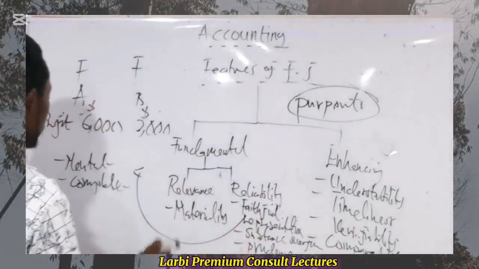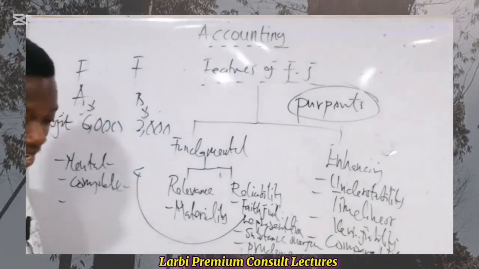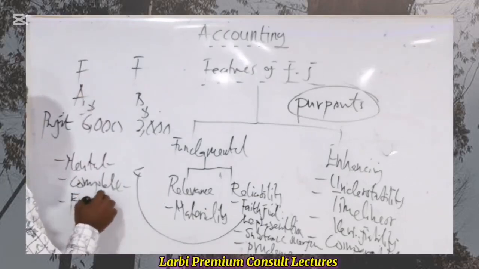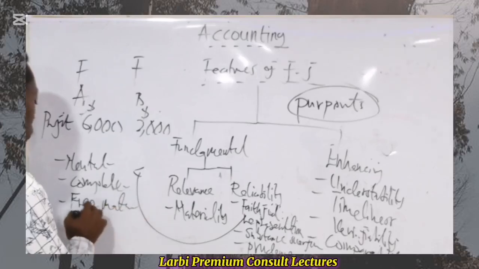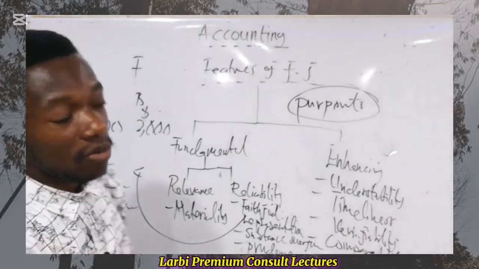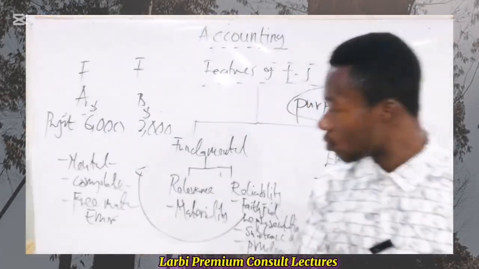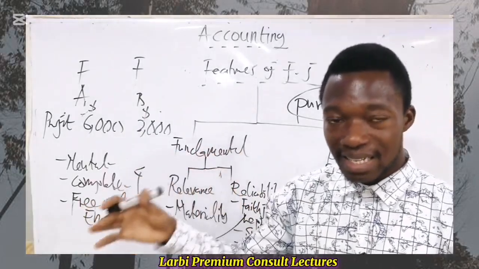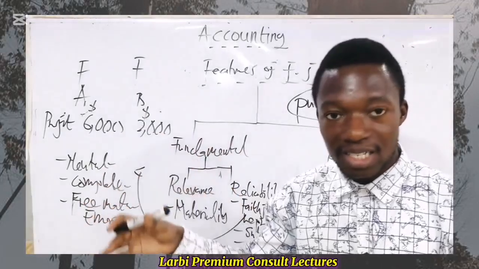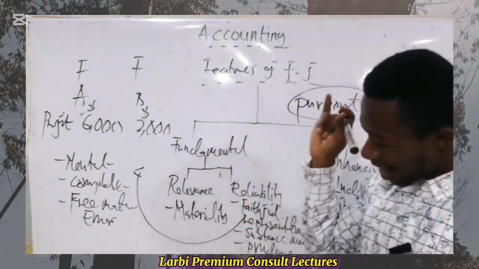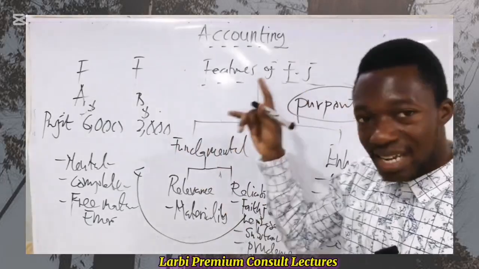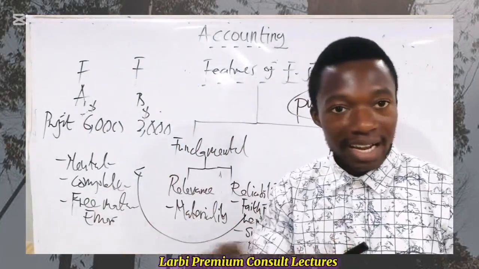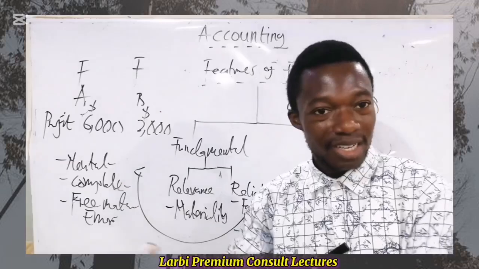Then three, it's supposed to be what again? Free from what? Material errors. Free from material errors. So this is what we call faithful representation. The financial statement must represent the economic phenomenon of the transaction it purports to represent. And for a financial statement to be faithfully represented, it's supposed to be neutral, free from biases, complete. We do not lack any vital information that will make the transaction or the financial statement incomplete.